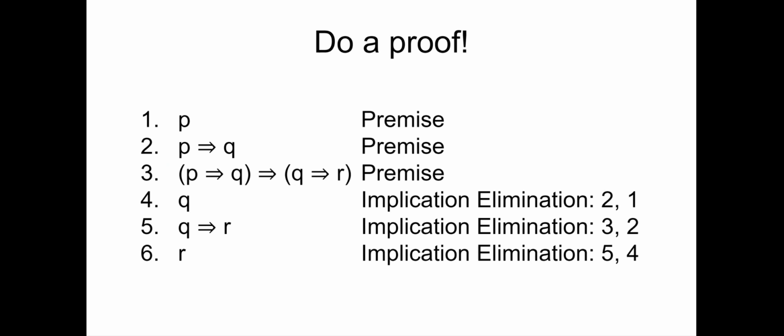Here is a formal proof. Lines 1, 2, and 3 are premises. We assume P implies Q, and then we assume what's on line 3 there, which I'll try and read for you: P implies Q implies R. And then we can use the rule we have here on three successive occasions, applying the rule to lines 2 and 1 to conclude Q, using the rule on lines 3 and 2 to conclude Q implies R, and then using what we've concluded from steps 4 and 5 to conclude R. And that's a proof, and that's an introduction to proofs in formal logic.